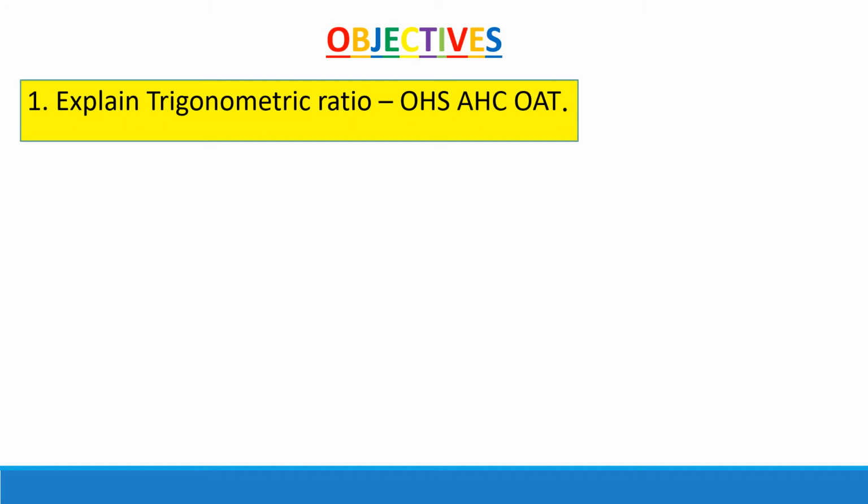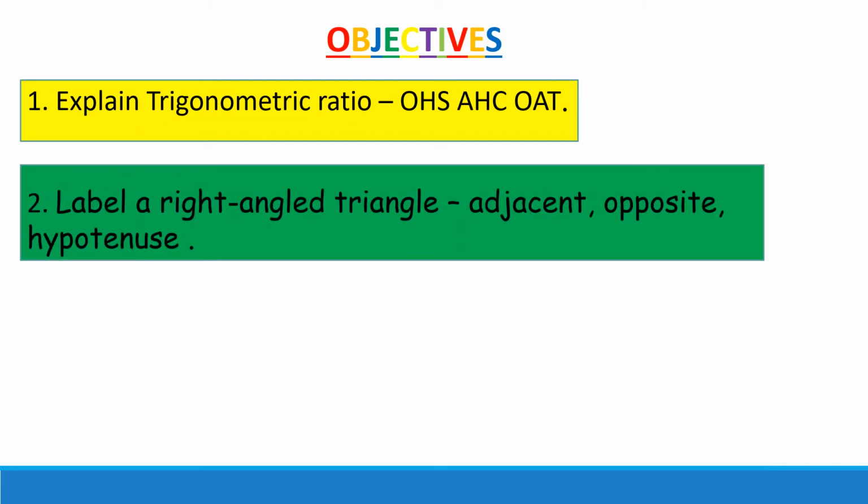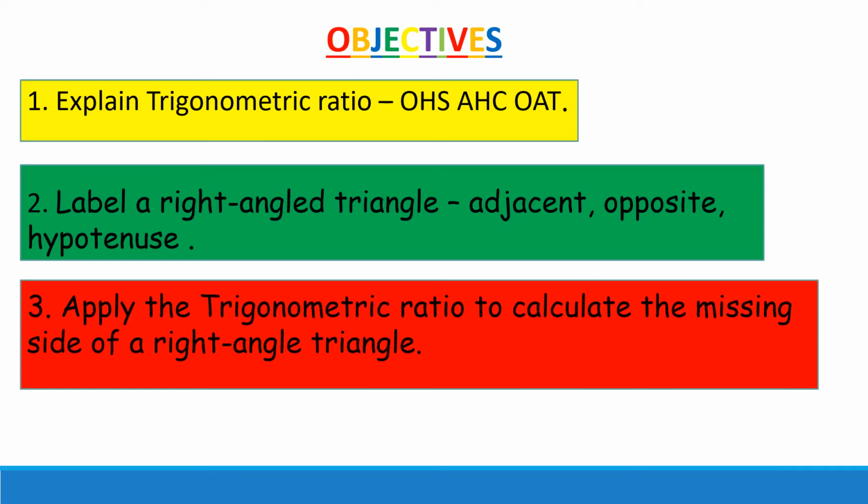Our objectives are: 1. Explain the trigonometric ratio or SOH CAH TOA. Label a right angle triangle. Identify the adjacent side, the opposite side, and the hypotenuse. And then finally, apply the trigonometric ratio to calculate the missing side of a right angle triangle.